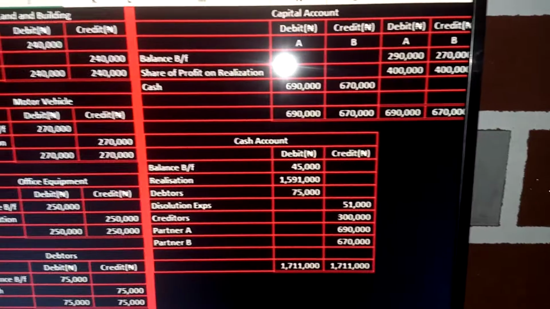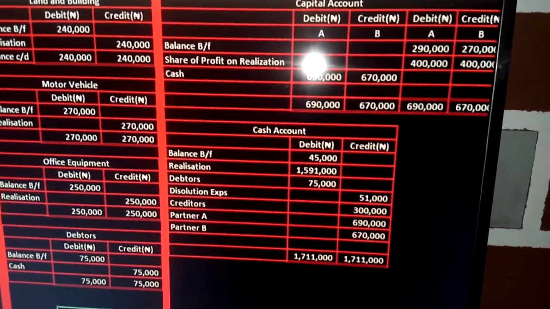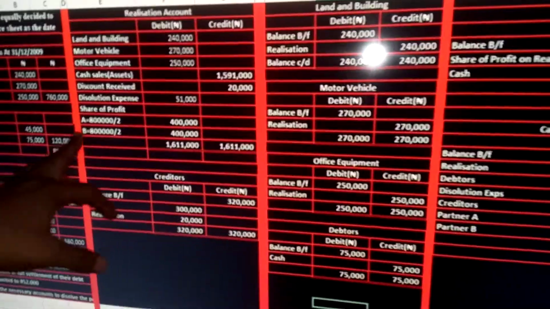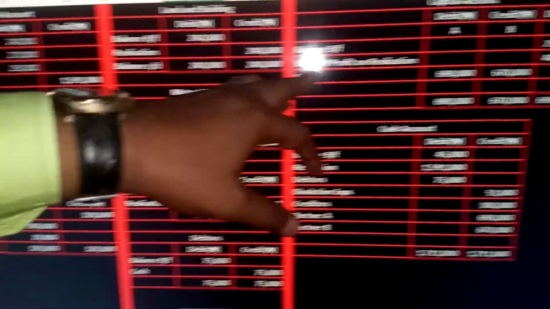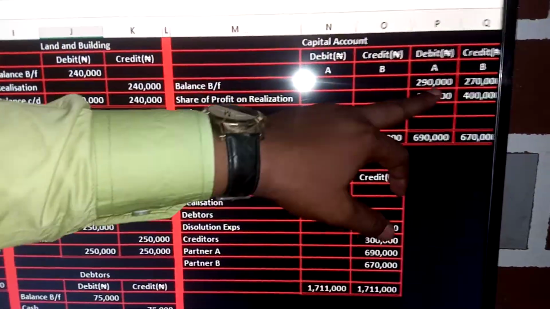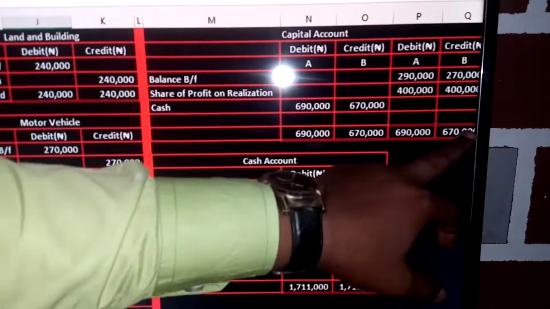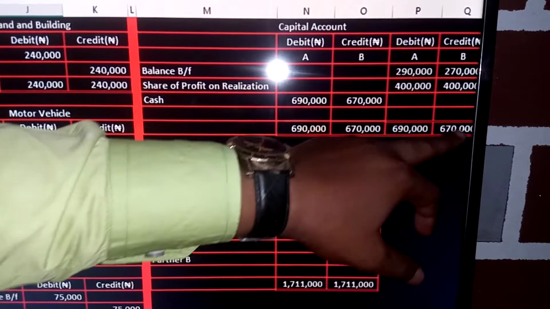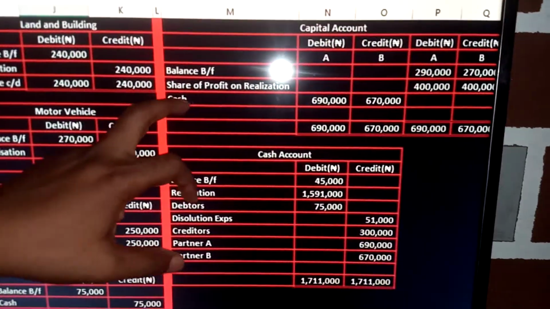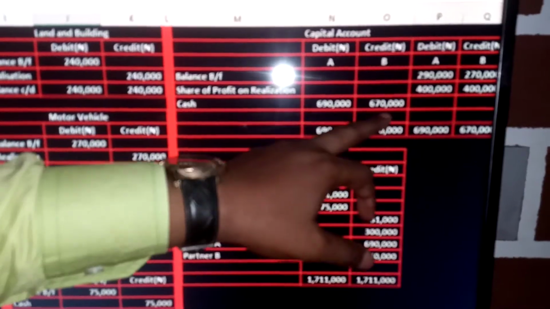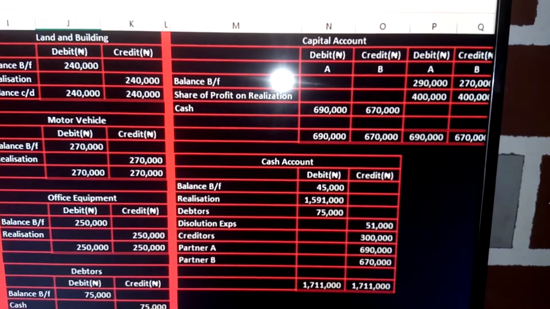So the next thing is the share of profit on realization. So what's the share? Look at the account here. A is taking 400,000, B is taking 400,000. So you have share of profit on realization 400,000, 400,000. So at the end, this is 690,000. This is what? 670,000. So they expect cash to be paid to them. A should take 690, B should take 670 to close the capital account.